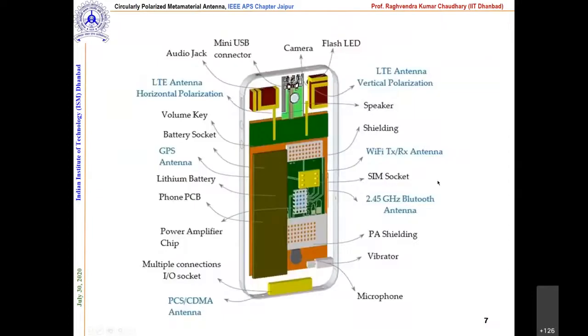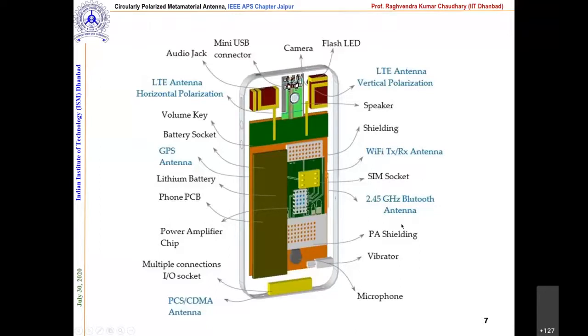In the second photograph you can see a mobile phone. Here, particularly in the blue font, 6 antennas are marked. You can see an LTE antenna, horizontally polarized, an LTE antenna, vertically polarized, a Wi-Fi antenna, then a GPS, then a PCS antenna and a 2.45 gigahertz Bluetooth antenna. It means that within this small size, we need to accommodate a large number of antennas.